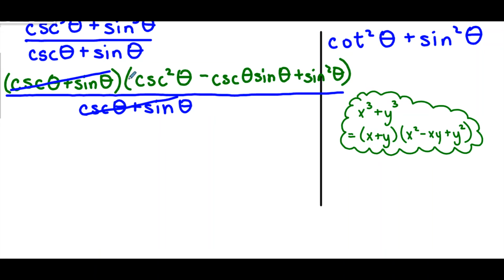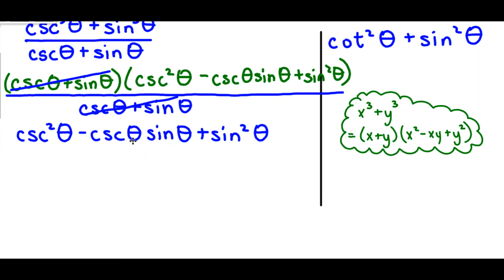Now, if it was an addition or a subtraction sign in here, I would not be able to do that, but it's multiplication, so I'm good to go. This is going to leave me with only cosecant squared theta minus cosecant theta sine theta plus sine squared theta. So I've gotten rid of that fraction. That is a big step. I'm going to look at what I need. I need cotangent squared theta plus sine squared theta. Well, I have the sine squared theta.